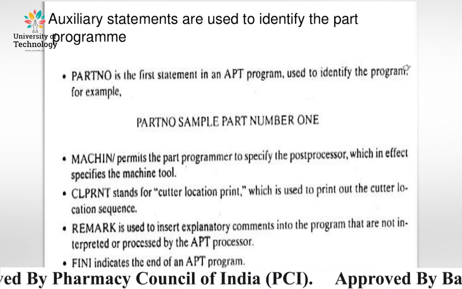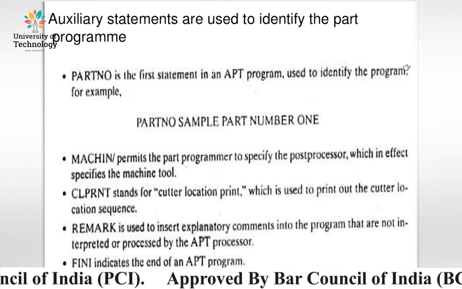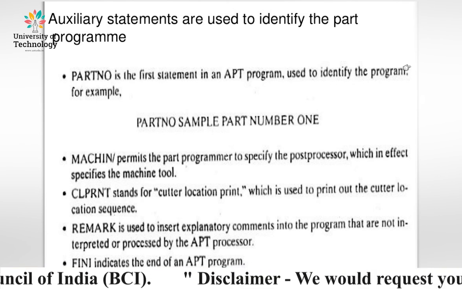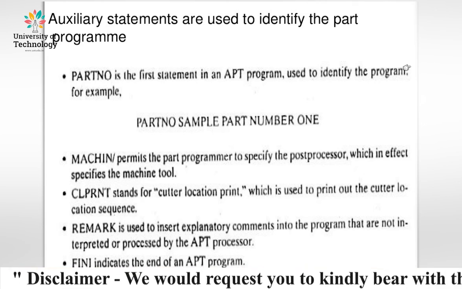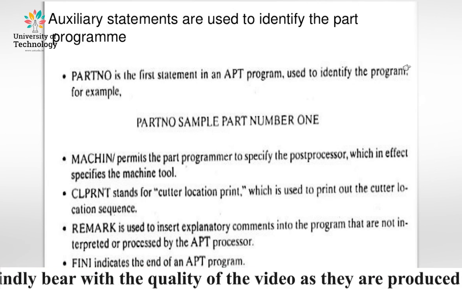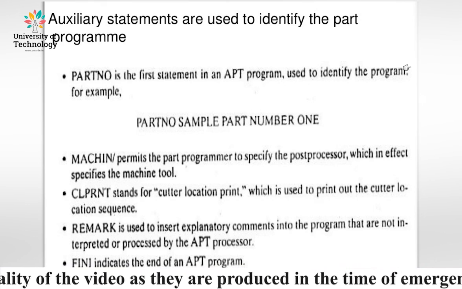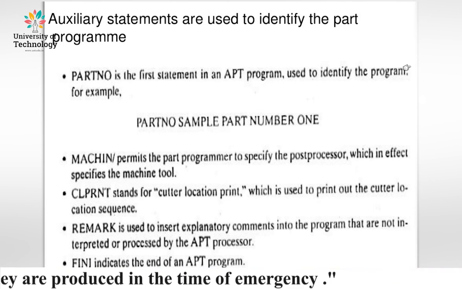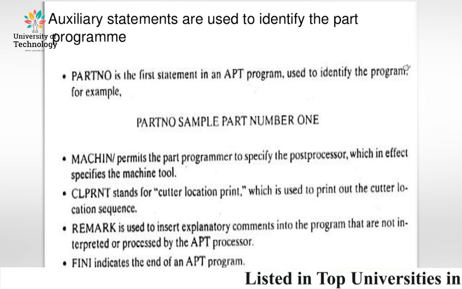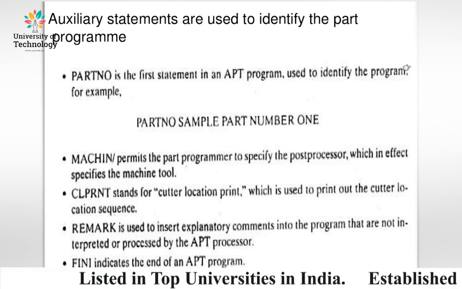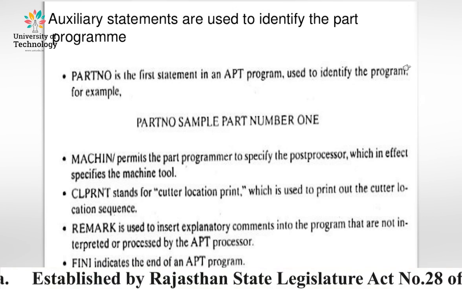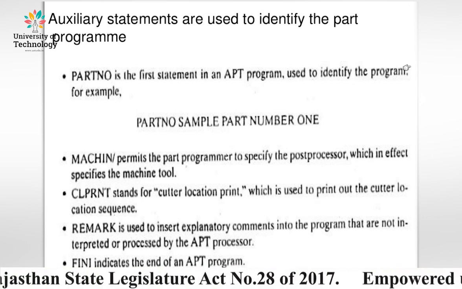Some auxiliary statements are used to identify the part program. PARTNO is the first statement in an APT program and is used to identify the program, for example, PARTNO sample part number 1. MACHIN oblique permits the part programmer to specify the postprocessor, which in effect specifies the machine tool. CLPRNT, standard for cutter location print, is used to print out the cutter location sequence.